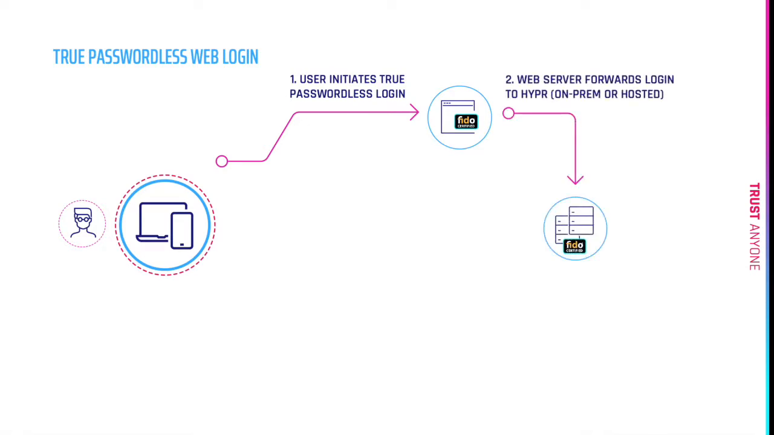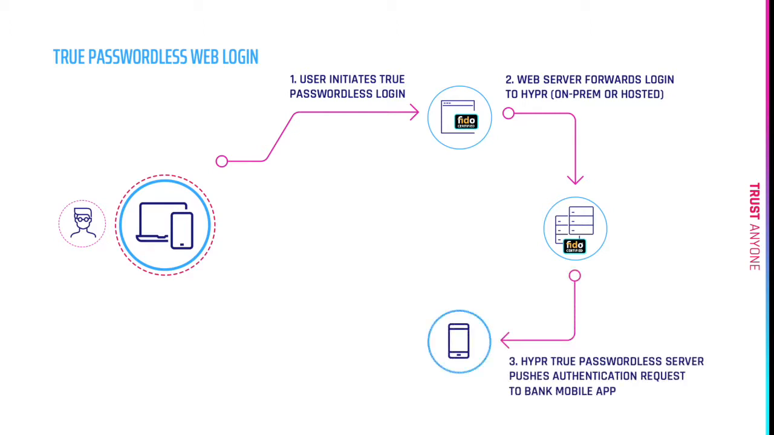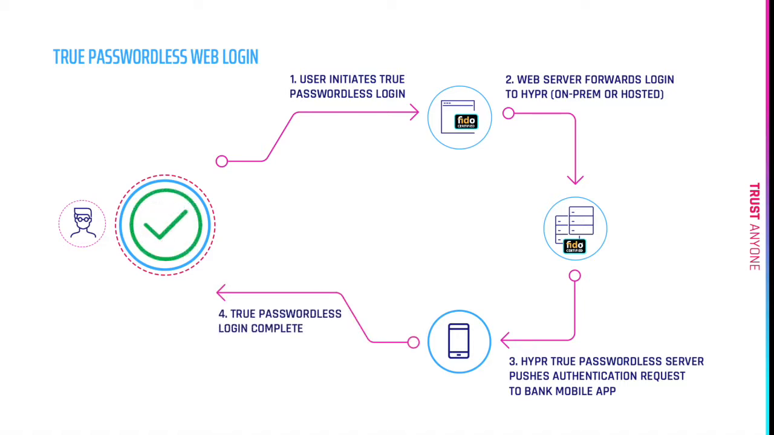The HYPR server will issue a policy and a challenge to the user's mobile device using a push notification. The user's mobile app will then enforce the challenge by requiring the user to do a FIDO-Certified authentication by providing one or more authenticators such as a Face ID or a Touch ID. Once that FIDO-Certified authentication is complete, the user is granted access into the web application.